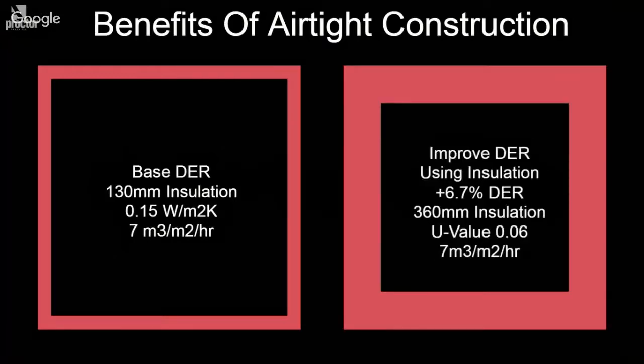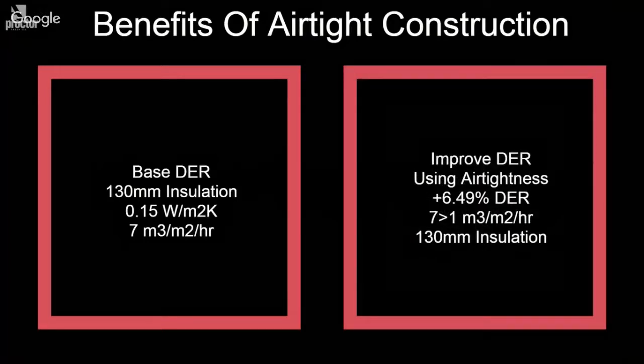So looking at this example here, achieving a 6% improvement in DER means increasing the thickness of insulation from 130 mil to 360 mil, which is going to have a significant effect on the building footprint or the internal space, and that's not even thinking about the cost it's going to incur.